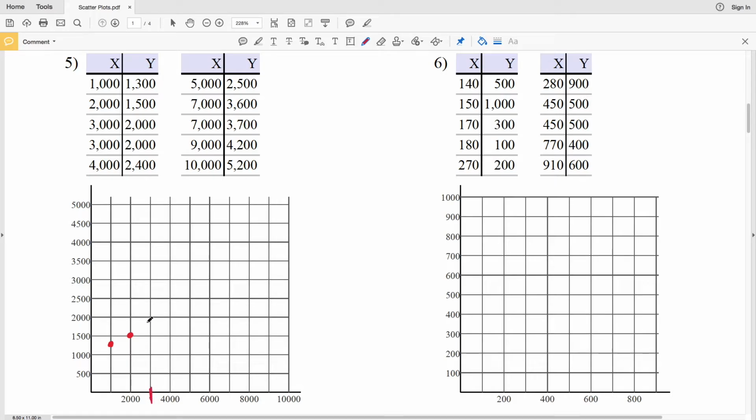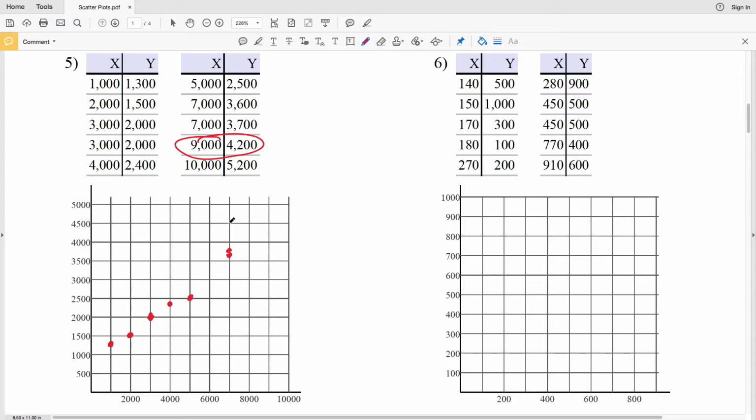So finding 3,000 in the x and 2,000 in the y. When x is 3,000, y is 2,000 again. So there's 2 points placed here in the same location. And then when x is 4,000, y is 2,400. When x is 5,000, y is 2,500. When x is 7,000, y is 3,600. And then we also have when x is 7,000, y is 3,700, so directly above our previous point.